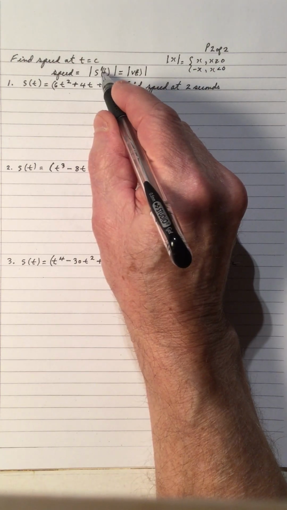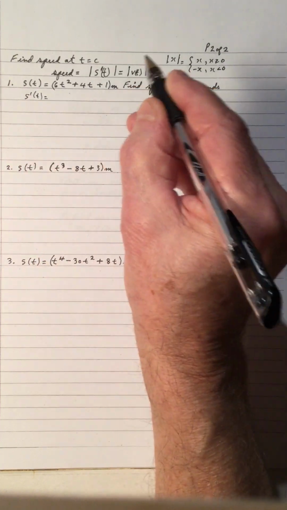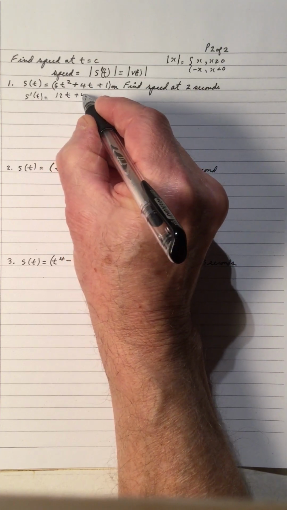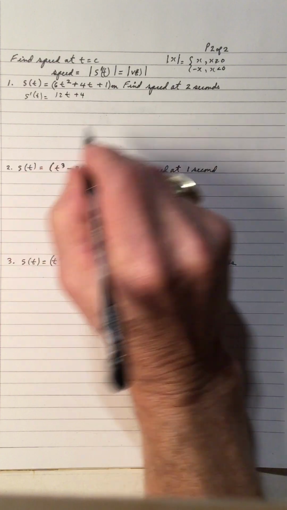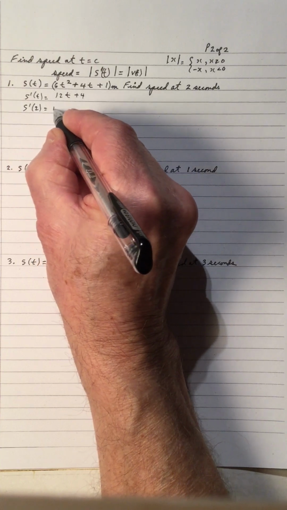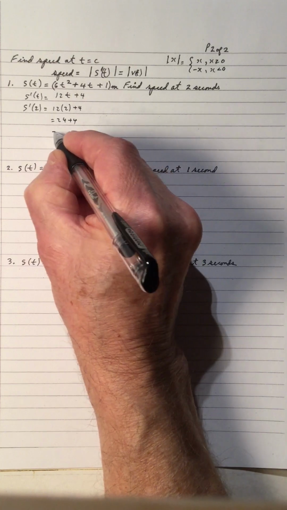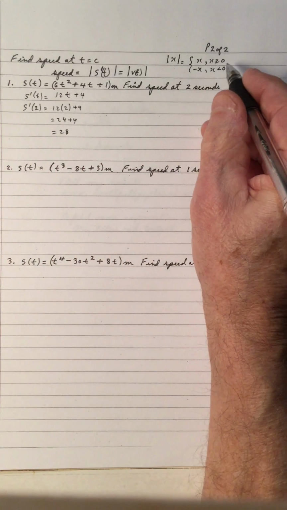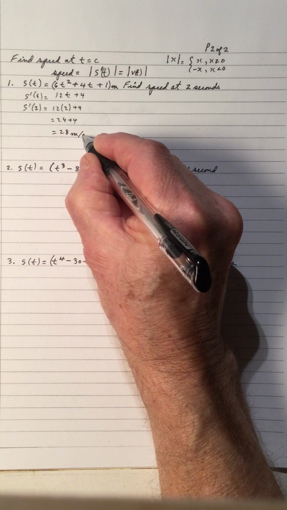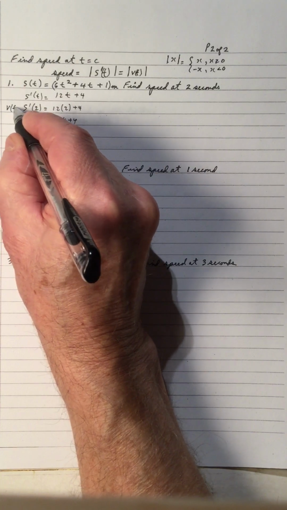So that means we have to get the derivative. So s prime, the derivative of 6t squared is 12t. Derivative of 4t is 4. Derivative of 1 is 0. And we want the speed at 2 seconds. So s prime of 2 is 12 times 2 plus 4. 24 plus 4 is 28. And this is in meters, and the time is in seconds, so it's meters per second. Again, s prime is the velocity.